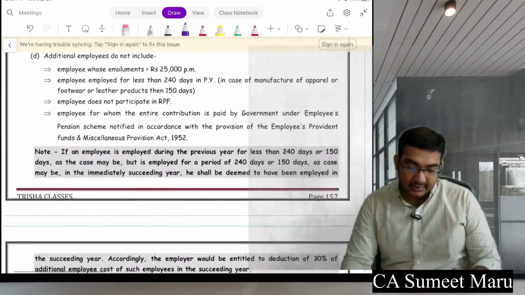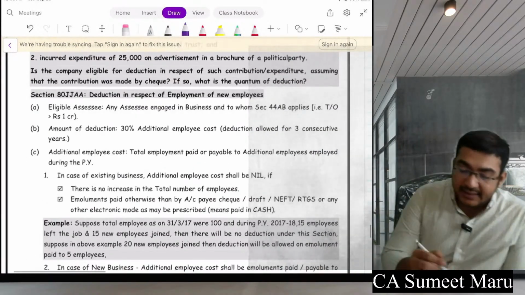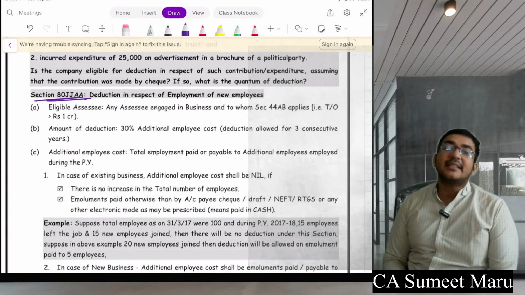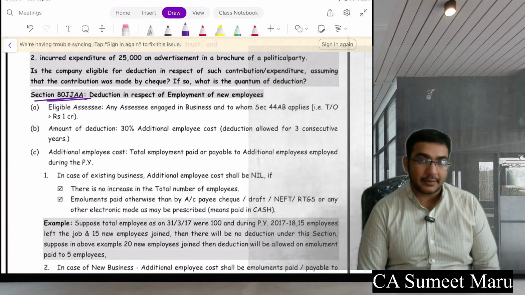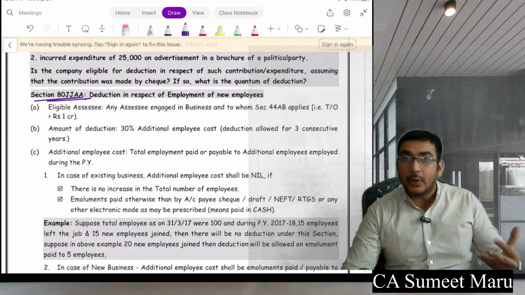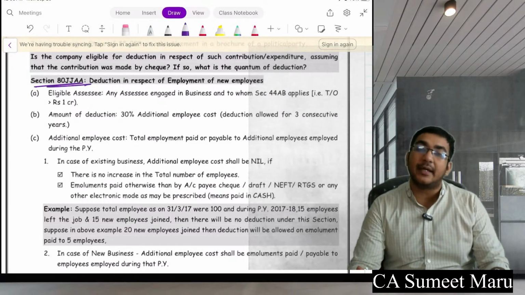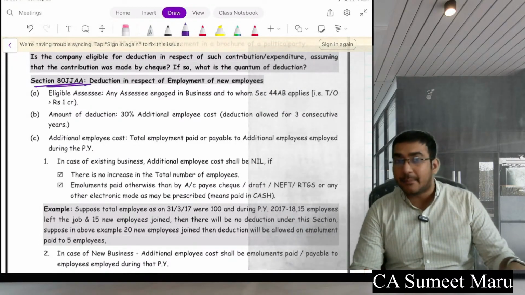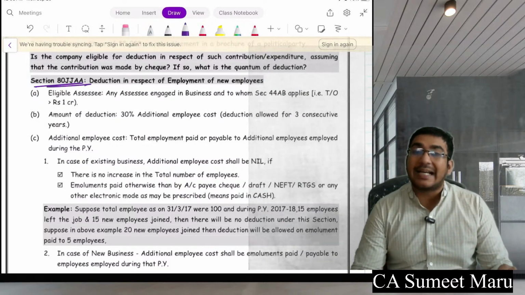Last section, second section, 80JJAA. This deduction is 30% of additional salary you pay to your new employees. So whenever new employees join your company, 30% of whatever salary you pay to the new employees gets as a deduction. But please remember, it is only for new employees, and aggregate new employees.